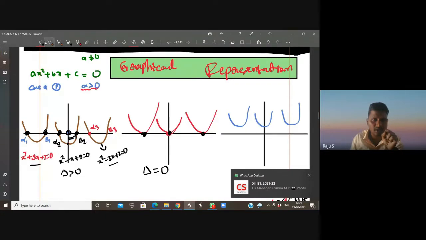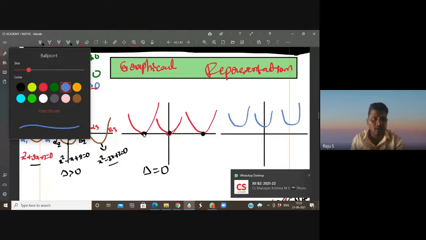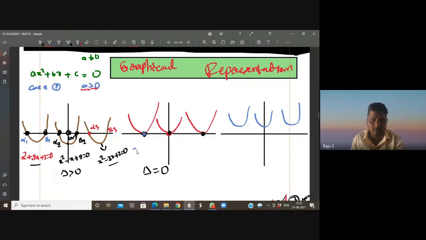For this, I'm going to take the equation of the curve x square plus 2x plus 1 is equal to 0. Nothing but x plus 1 whole square is equal to 0. What are the roots here? Minus 1, minus 1. And here x square is equal to 0.